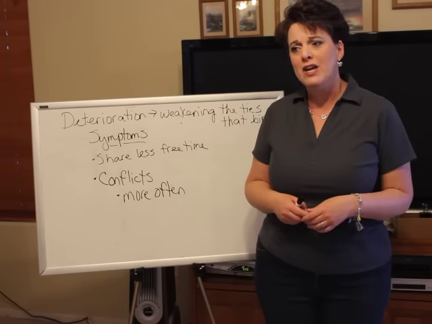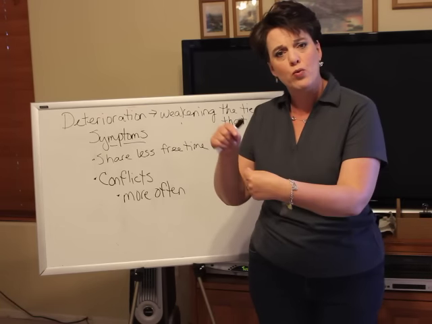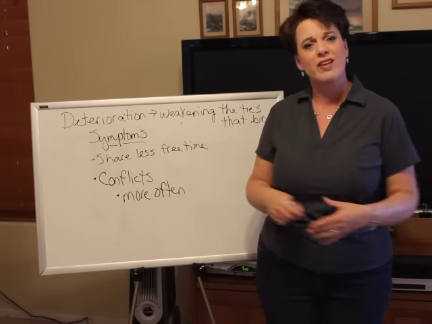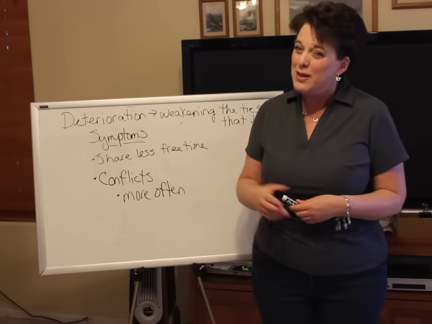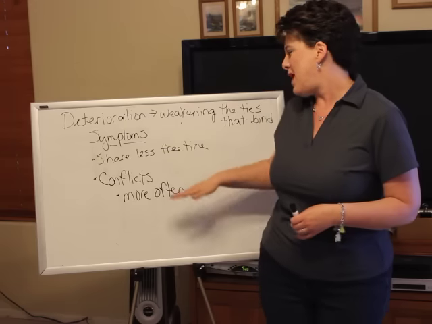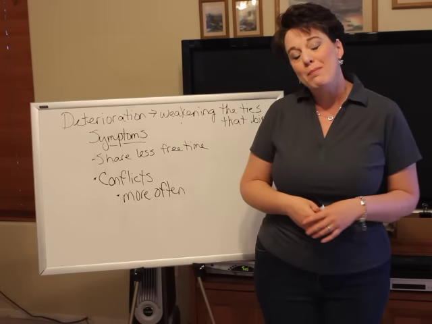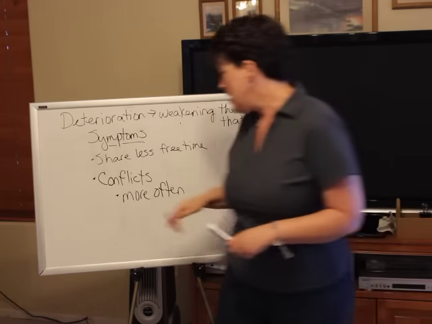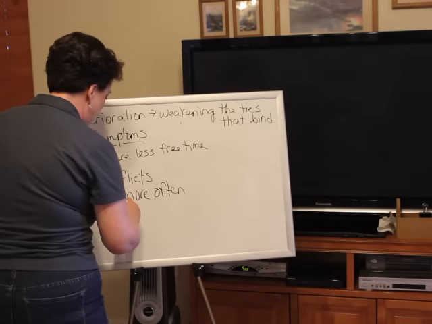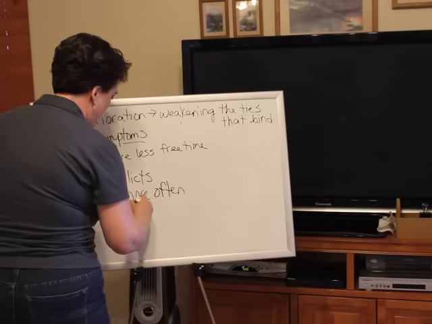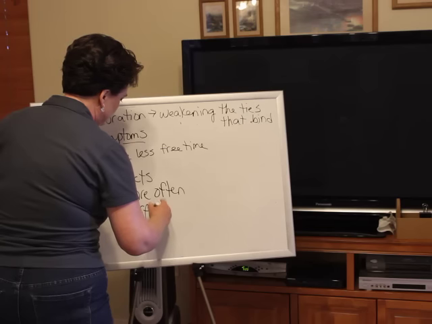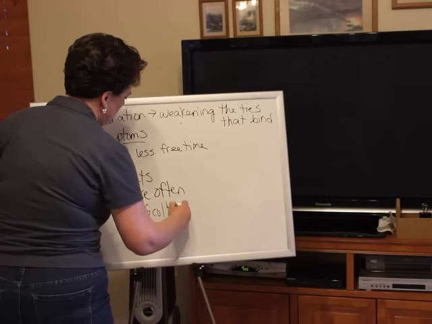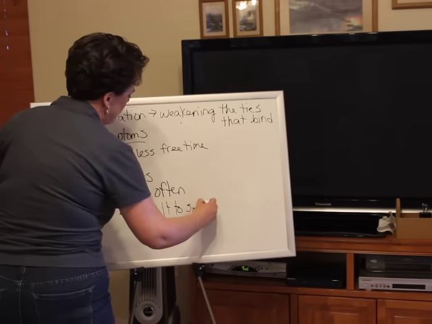When people are fighting over the way that the toilet paper rolls or socks on the floor or things like that, it's not really about the toilet paper roll. It's about the other things that are happening in the relationship, and that conflict is just surfacing. So the conflicts are more often and they're more difficult to solve.